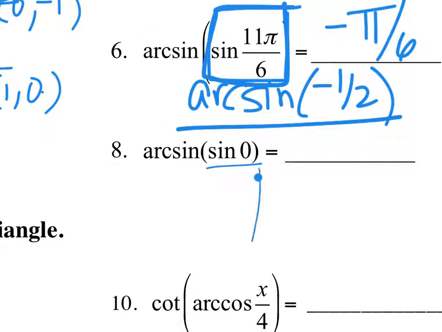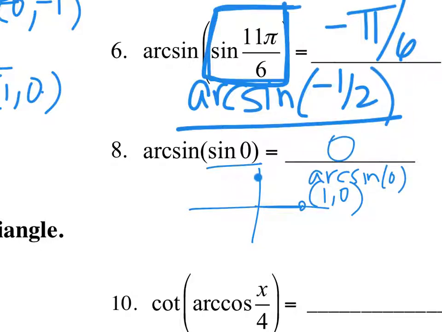And then finally, the arcsine of the sine of 0. So evaluate the sine of 0. So let's go to 0. Here I am. And what is the sine of 0? It's 0. So then what's the arcsine of 0? You're back to 0 again. With that one, the arcsine and the sine, since this was in the range already, they just cancel each other out if it's in the range.